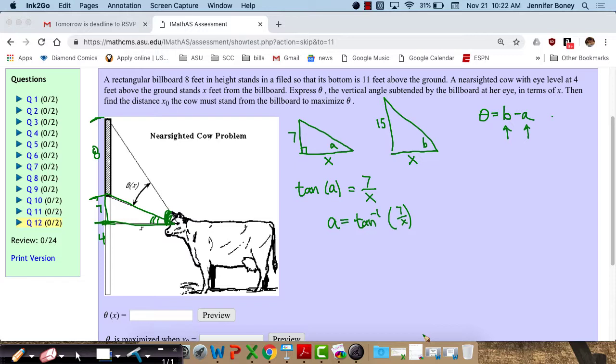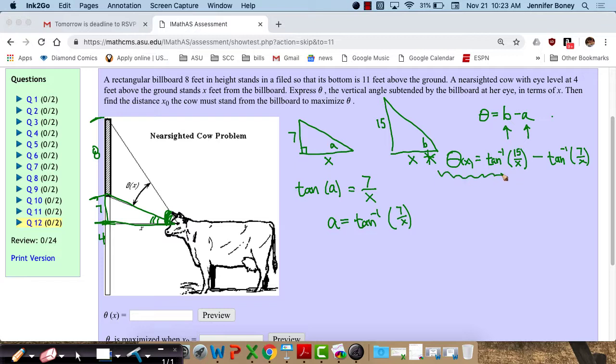So this expression, regardless of how icky it looks, is an expression for A in terms of X, and I can certainly do the same with B. You can maybe see it's just going to be the same, only with a 15 in the numerator instead of a 7. So I've got then arctangent, or inverse tangent, of 15 over X for B minus arctangent of 7 over X for A. So now I've got theta as a function of X. Now it's a messy function of X, but it is a function of X, so done. That was our first step.